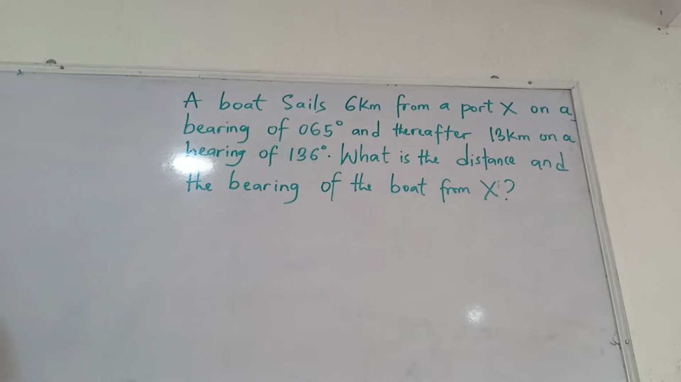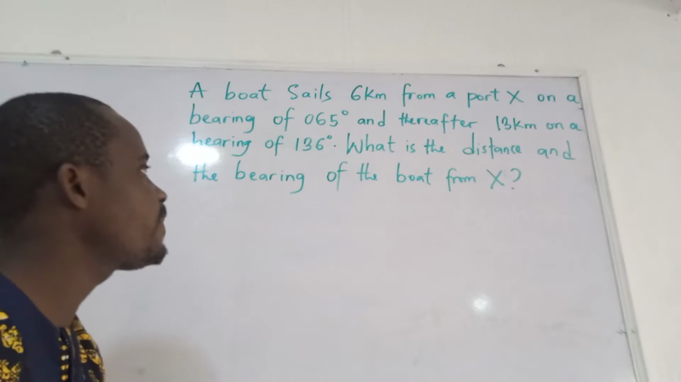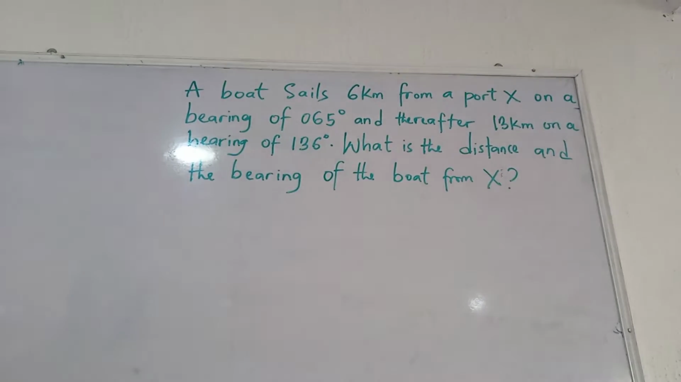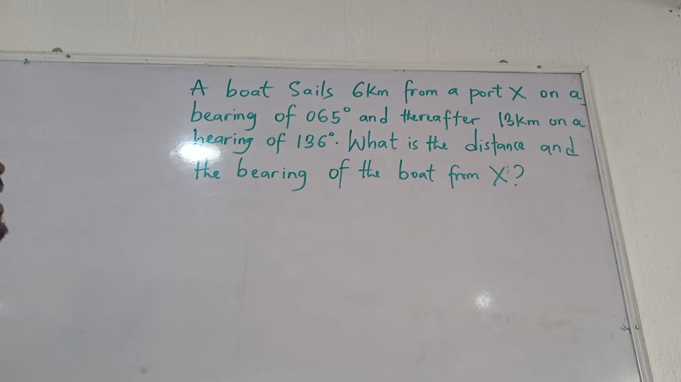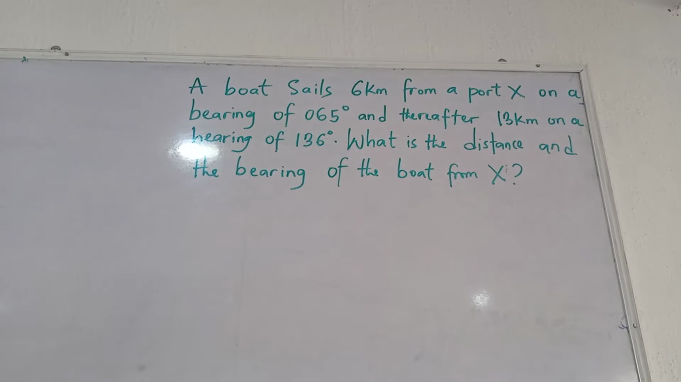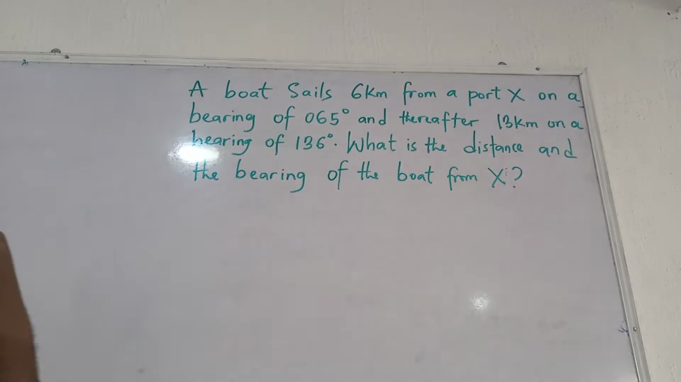Today we have a question on the board, and the question is: a boat sails 6 kilometers from a port X on a bearing of 065 degrees, and thereafter 30 kilometers on a bearing of 136 degrees. What is the distance and the bearing of the boat from X? I repeat, what is the distance and the bearing of the boat from X?